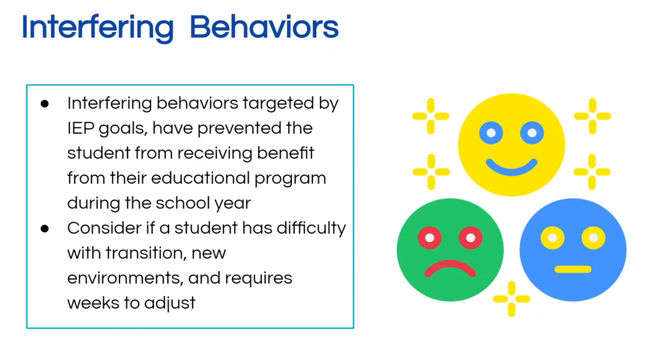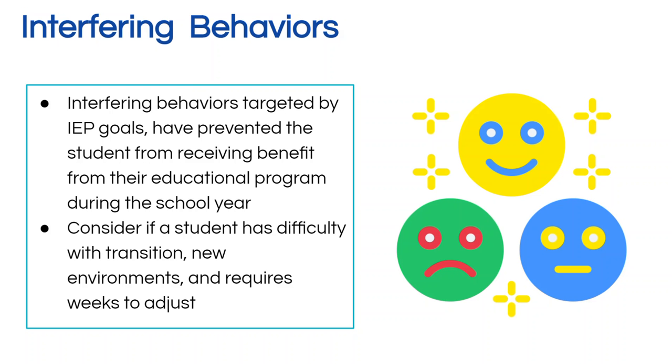Interfering behaviors. The IEP team determines whether, without ESY services, any interfering behaviors such as aggressive or self-injurious behaviors targeted by IEP goals have prevented the student from receiving benefit from their educational program during the school year. Use progress monitoring data sheets, charts, and notes from behavior intervention plan goals. Also, consider data from data sheets and performance checklists documenting insufficient progress on IEP behavior goals.